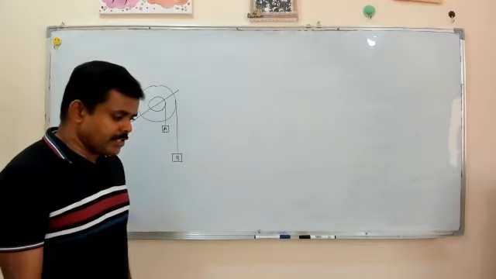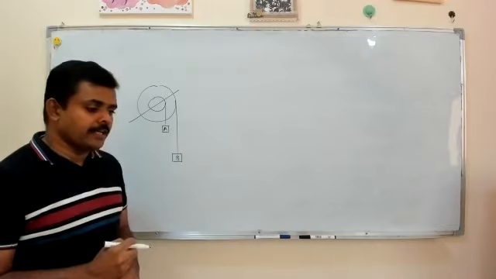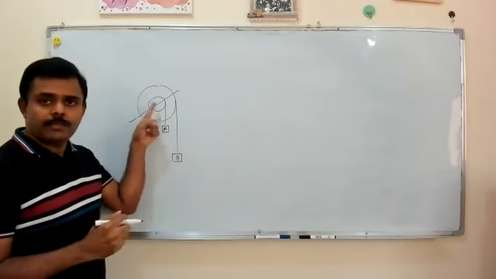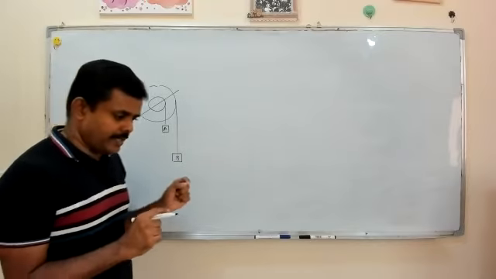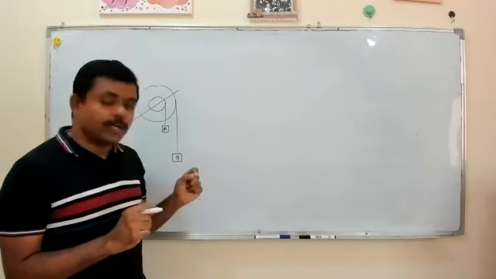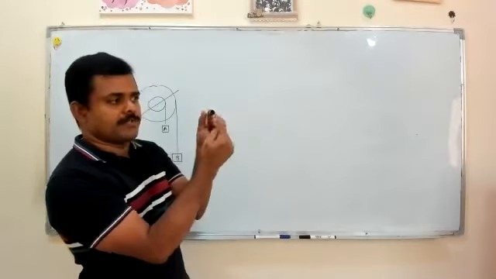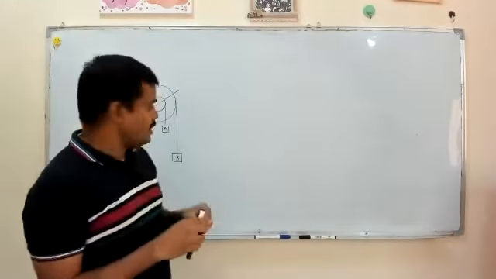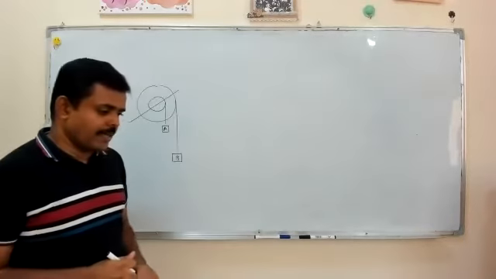And let us read the question. Figure shows a small wheel fixed coaxially on a bigger one of double the radius. So the radius of the bigger one is 2 times the radius of the smaller one. The system rotates about a common axis. So we have an axis like this, and there are 2 discs, a small disc here, and on top of this another bigger one. And there are 2 masses suspended.